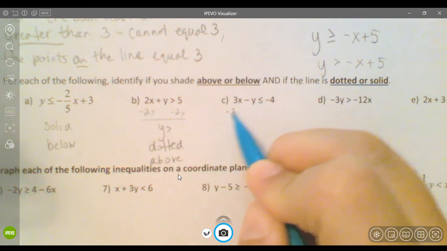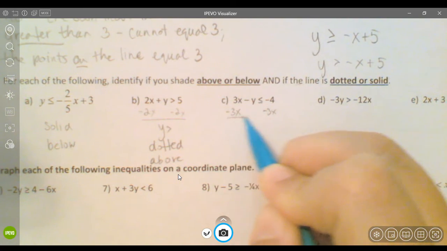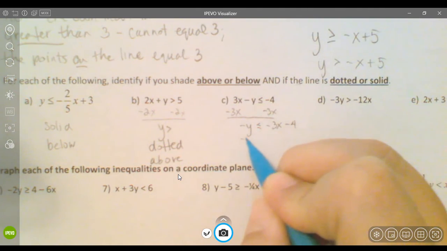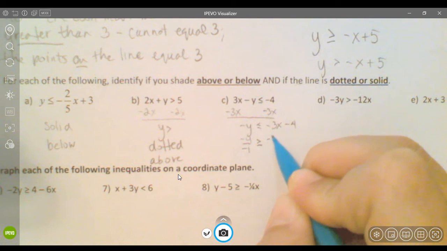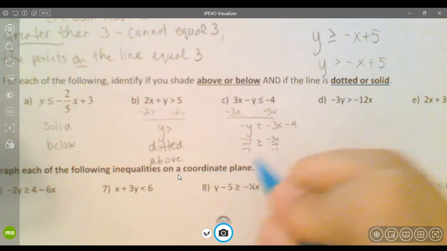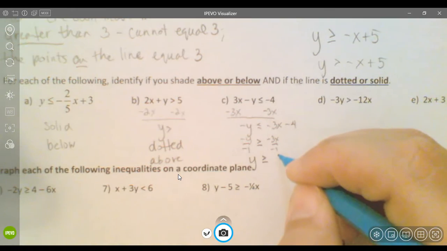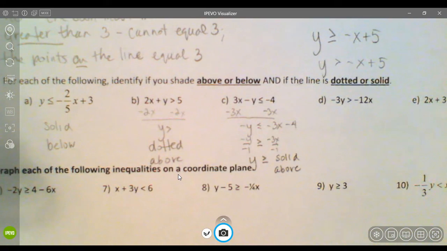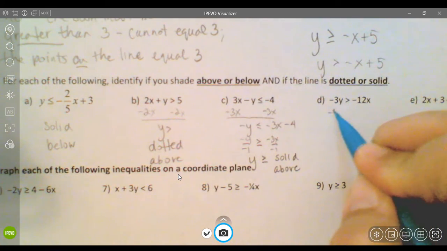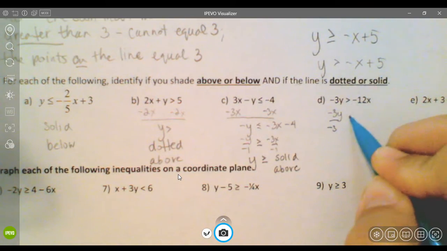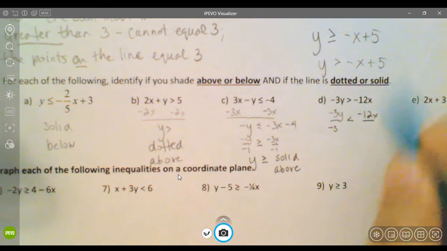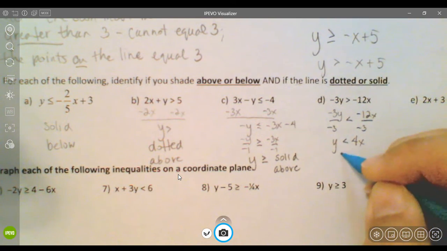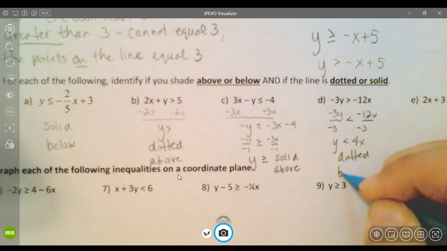This one, oh, I'm going to have to do some work. Negative y is less than or equal to negative 3x minus 4. When we divide, oh, turns everything around. So we get y is greater than or equal to, okay, solid above. Here we divide by negative 3, and that forces us to turn around our inequality. So when we reverse, we get y is less than 4x, dotted below.